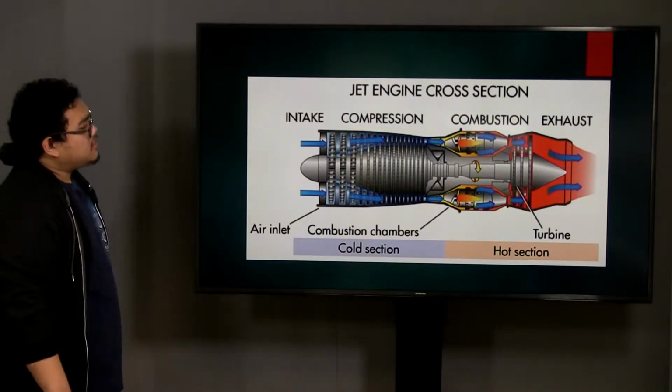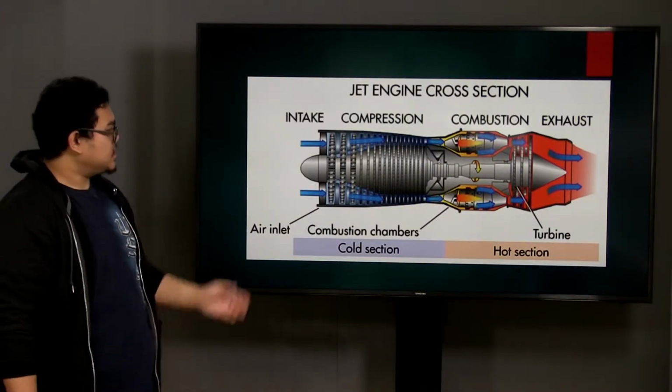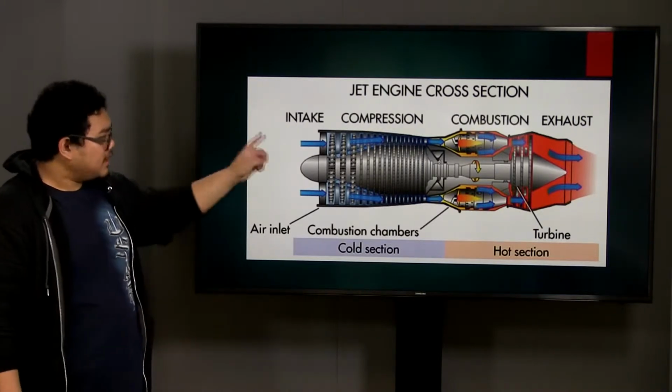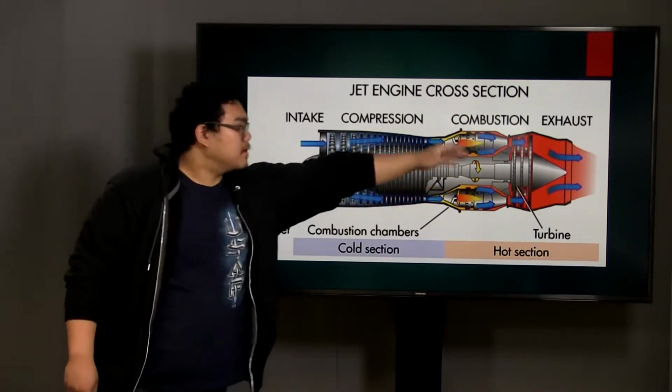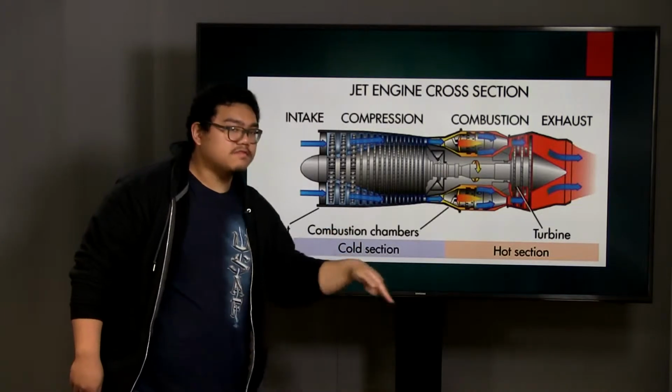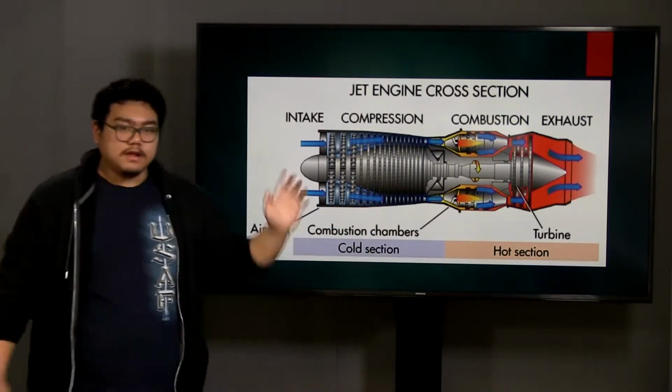Now, the geometry of the jet engine is made up of 5 parts. You have the intake, the compression, the combustion chamber, and in the combustion chamber you have the turbine, and then you have the exhaust.